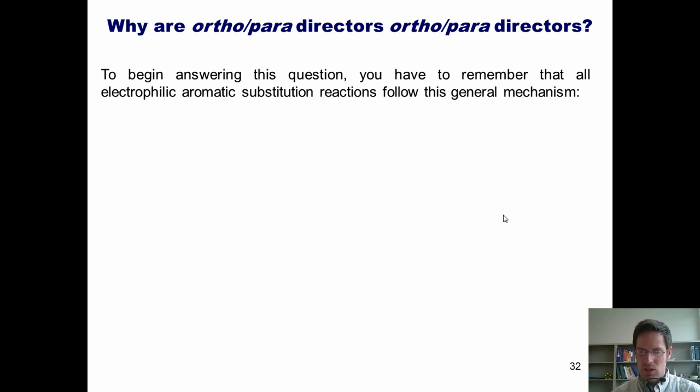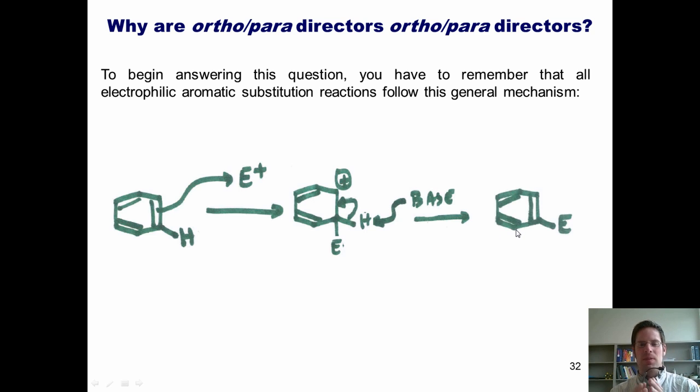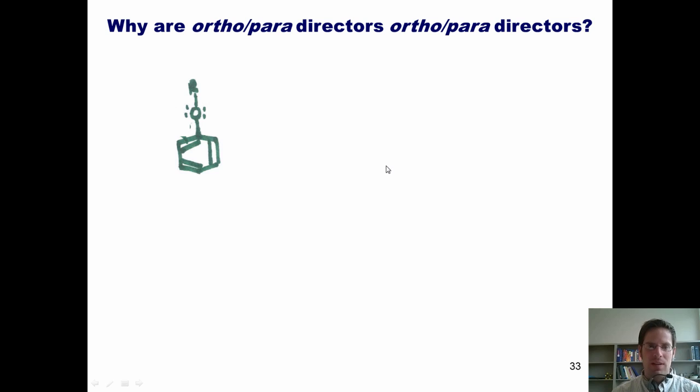Well, to begin answering this question, you have to remember that all electrophilic aromatic reactions follow this general mechanism. Once again, I've said this too many times. Electrons come out of the ring, grab an electrophile, giving me this intermediate. Then a base comes and strips a proton, donates electrons into the ring to restore aromaticity. This is crucial for you to understand. This detail will help you grasp the remaining concept and help you understand the answer to this question. Why are ortho-para directors ortho-para directors? So here is the answer.